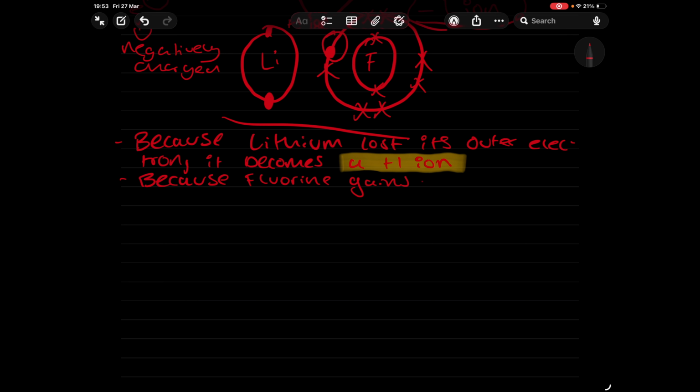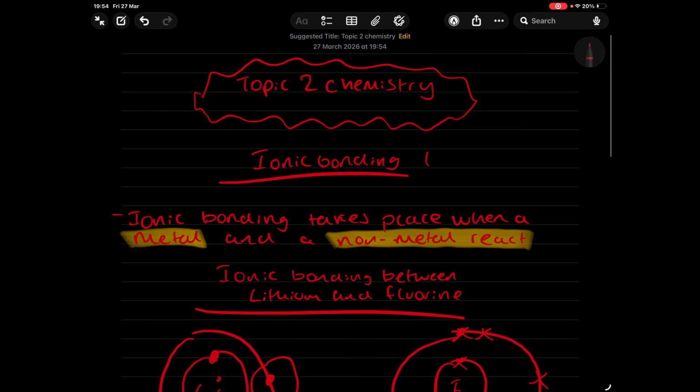Fluorine gains its outer electron from lithium. It becomes a -1 ion because it gains an electron. Well, we just covered a lot, to be fair, on ionic bonding.